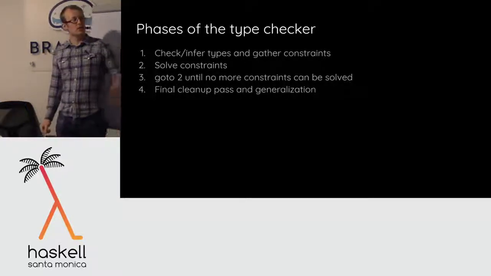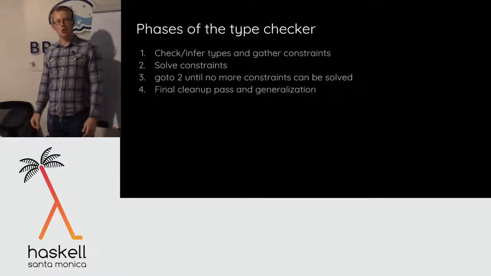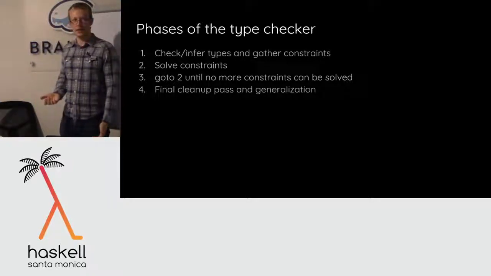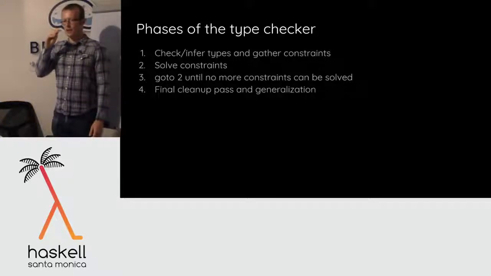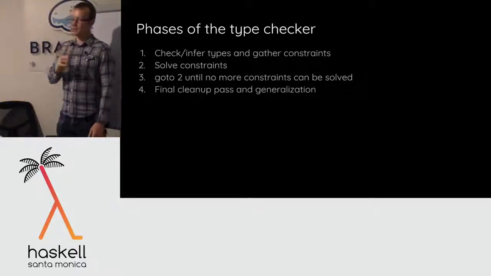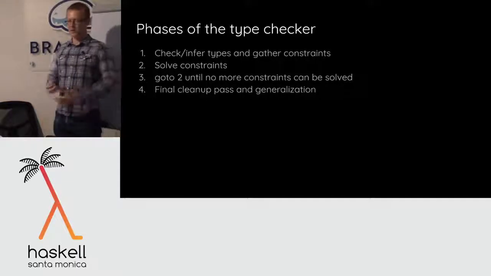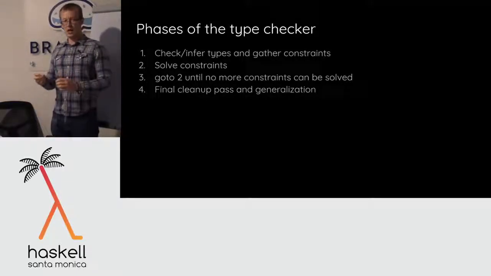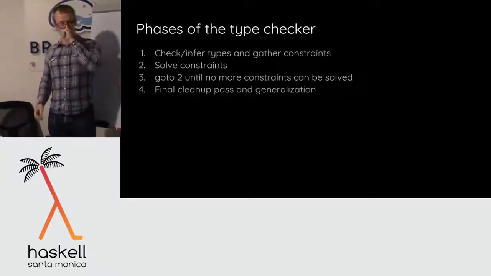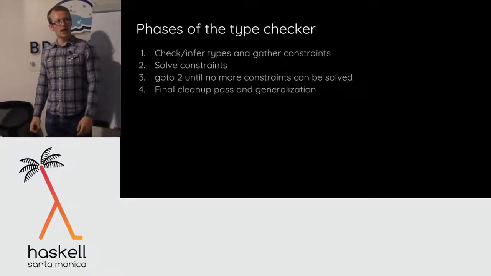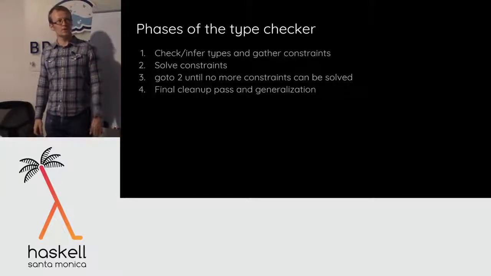So at a high level, the first thing we do is go over the syntax, and we check or infer types and gather constraints, right? By looking at a small part of the program, we can't figure out exactly what the type of that small part is. We might not be able to figure it out, but we can gather constraints as we go, and hopefully by the end of that process we have enough constraints that get solved to give an answer, right? So we go over the syntax and gather constraints, and the second step is that we solve the constraints, which I'll talk about in a second.